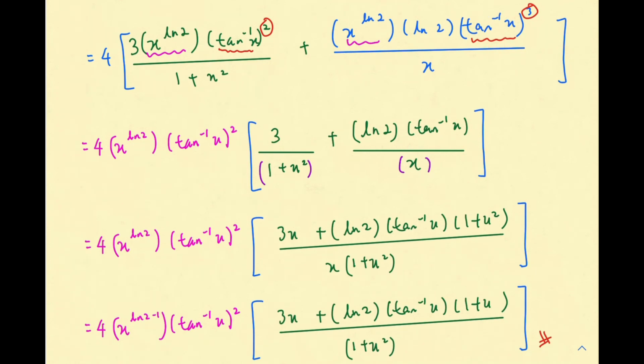So now let's further simplify this. Let's equate the denominator. So this should be multiplied by x, and this one we should multiply by 1 plus x squared. Okay, so we'll get this function here. So finally, you can see that you have x here. You can just bring it out. So if this is over x, then the power will change to x to the power of ln 2 minus 1. Therefore, this is your final answer.